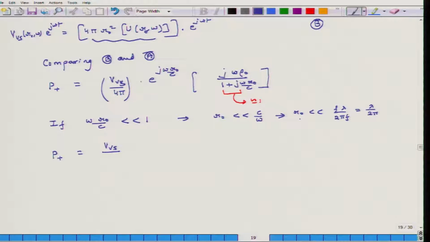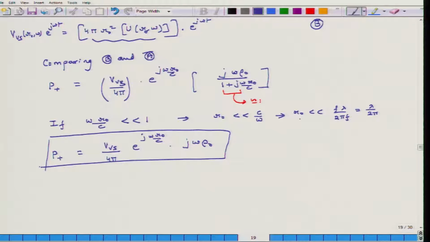So, in such a case P plus equals complex amplitude of volume velocity divided by 4 pi e to the j omega r naught over c times j omega rho naught. So, if I know the velocity of a pulsating sphere and I know its radius, I can compute its volume velocity, and from that I can calculate the value of P plus.